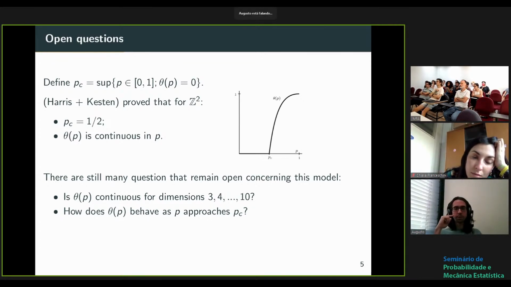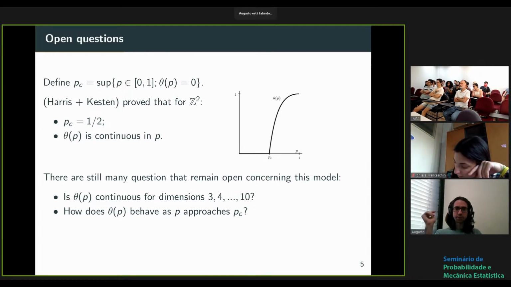So we know that PC is this point where the function ceases to be 0, and is the only point where theta is not analytic. Harris and Kesten proved that for the specific lattice we talked about, PC is exactly 1/2. And theta is continuous everywhere, analytic except at that point.